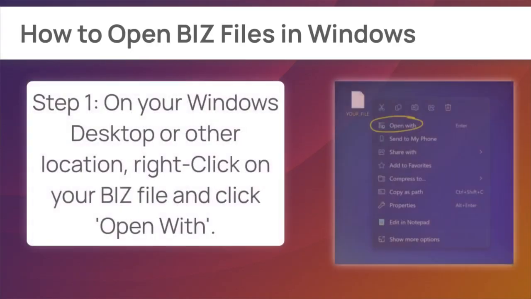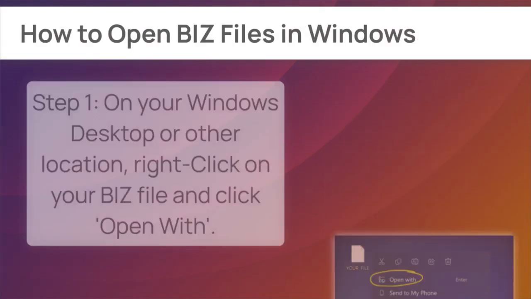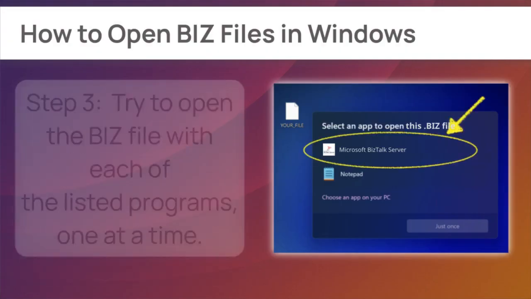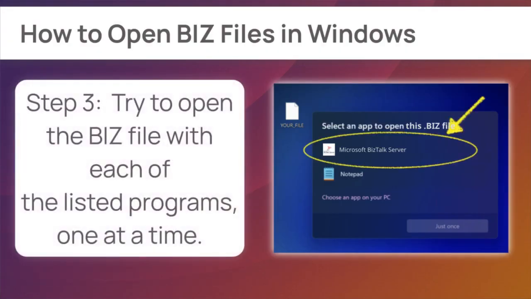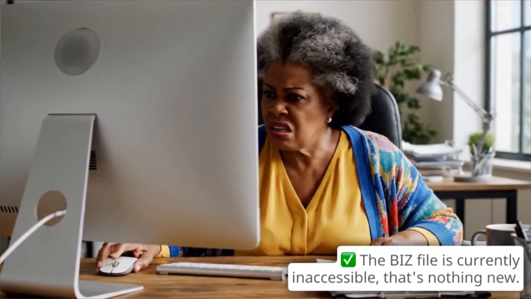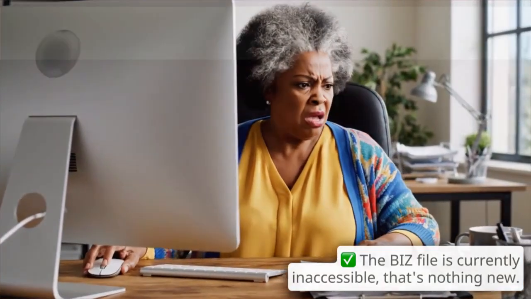Initiate the process by right-clicking the BIZ file and choosing Open With. Use Microsoft BizTalk Server as your first choice if available. If it's missing, move down the list. Finding the right reader might take 2 or 3 attempts. If the BIZ file is still refusing to open, it's expected. Let's immediately implement 3 focused troubleshooting steps to find the underlying issue.